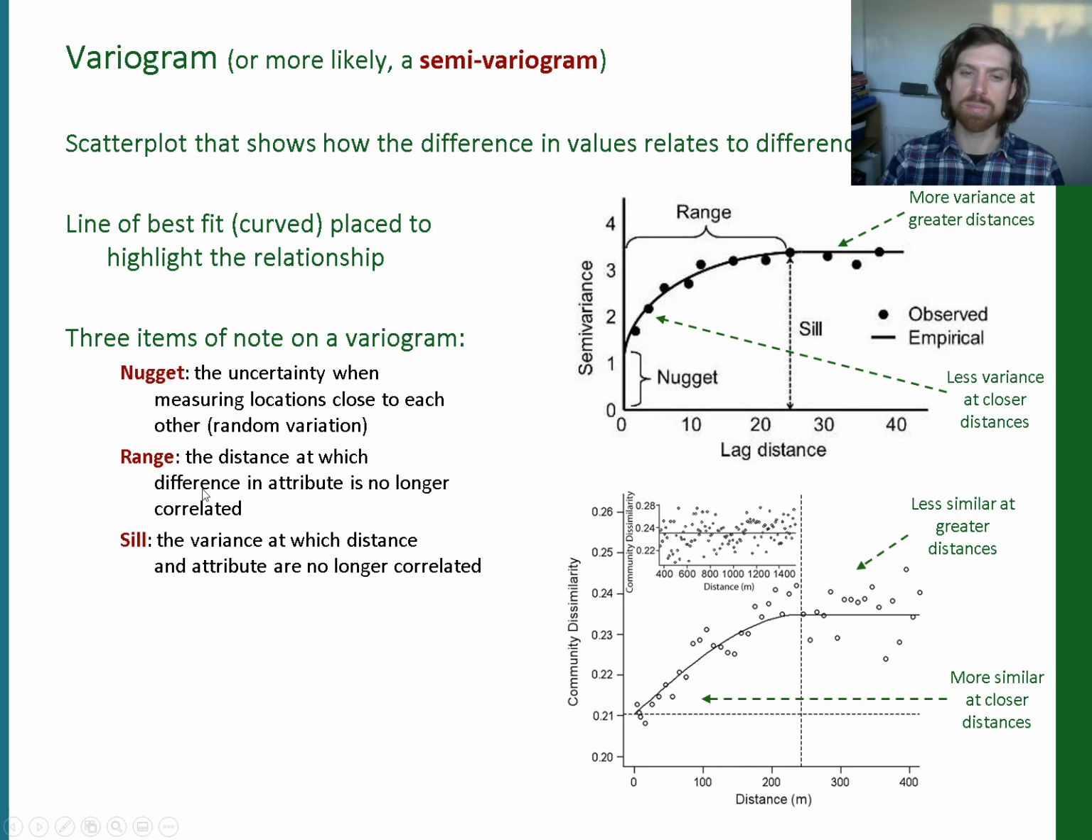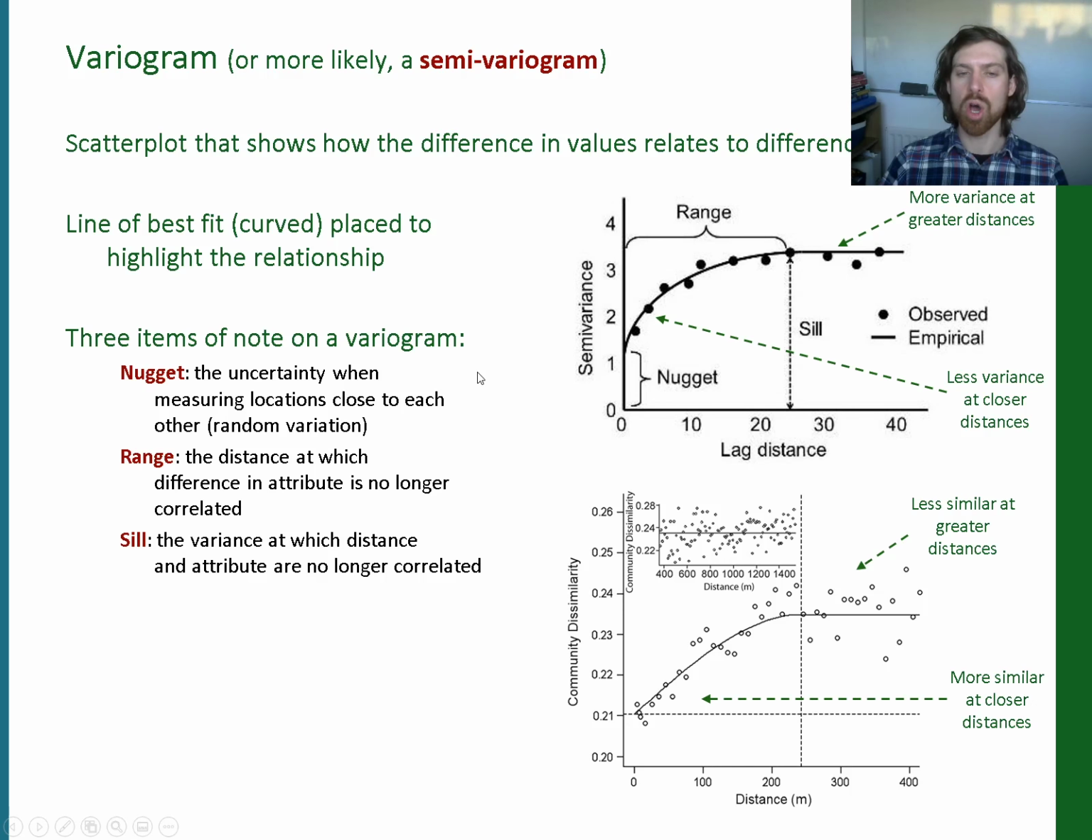Okay. So this is beyond the point at which there could be some correlated effect between space and some metric of interest. And then the sill as well, so the variance at which the distance and attributes are no longer correlated. So that's this distance here. Sorry, I'm avoiding using the word distance because we already have that on the x-axis. So this measure here, this particular quantity of values.